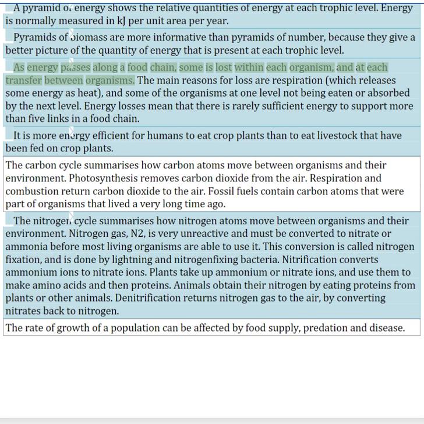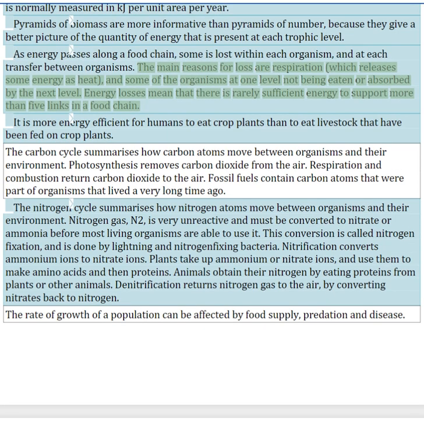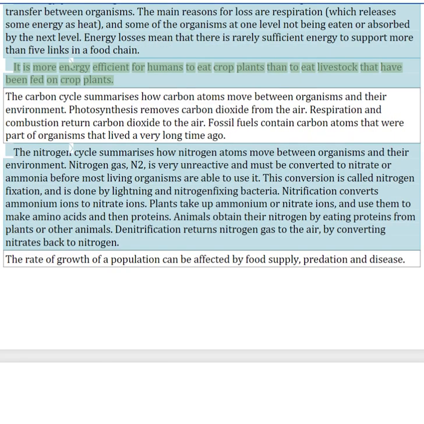As energy passes along a food chain, some is lost within each organism and at each transfer between organisms. The main reasons for loss are respiration and some of the organisms at one level not being eaten or absorbed by the next level. Energy losses mean that there is rarely sufficient energy to support more than 5 links in a food chain. It is more energy efficient for humans to eat crop plants than to eat livestock that have been fed on crop plants.